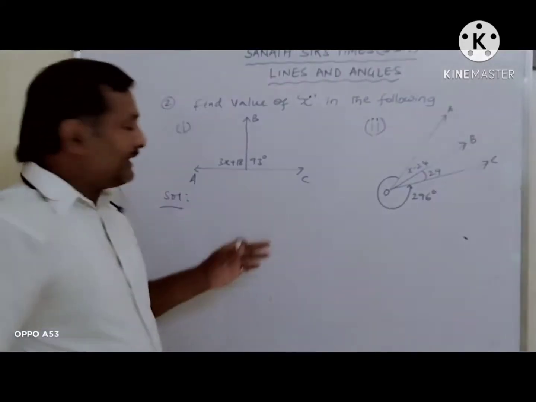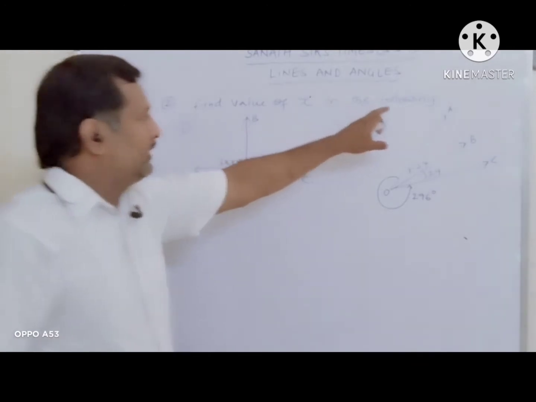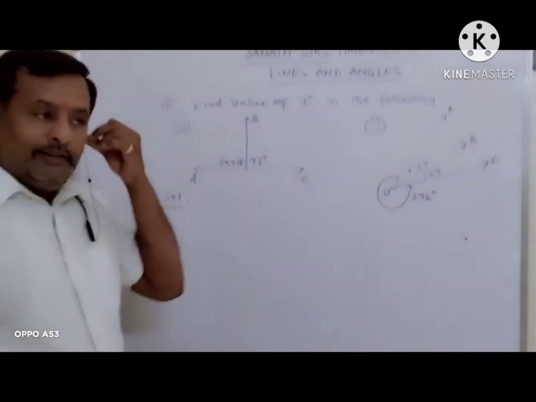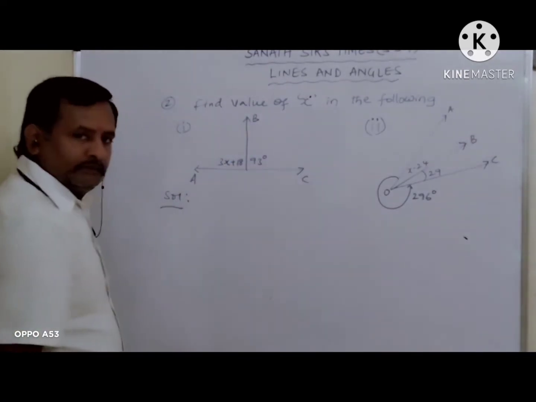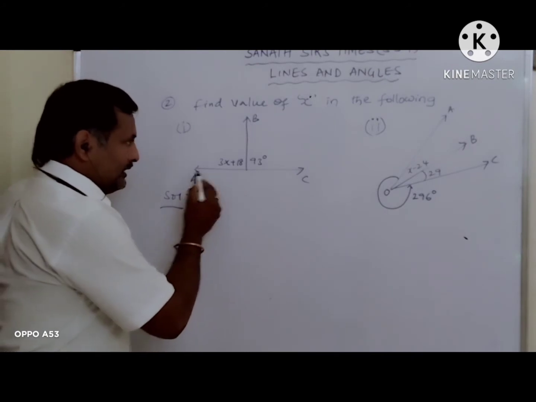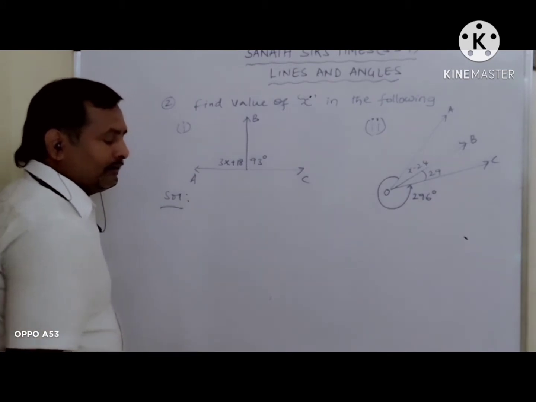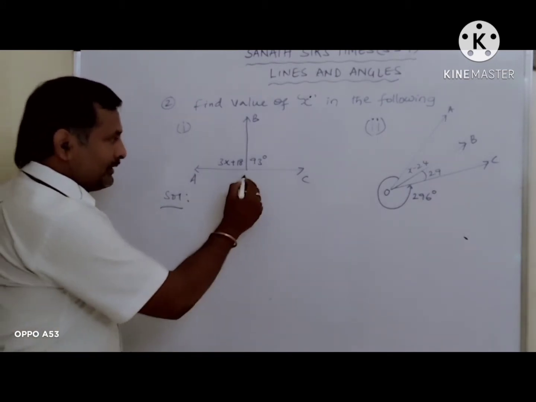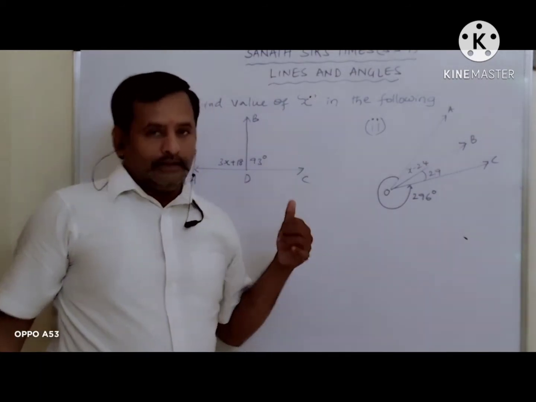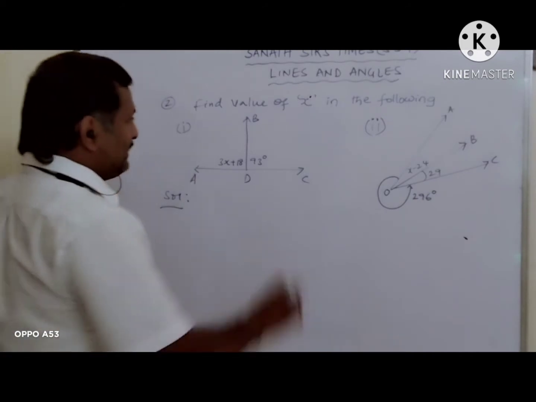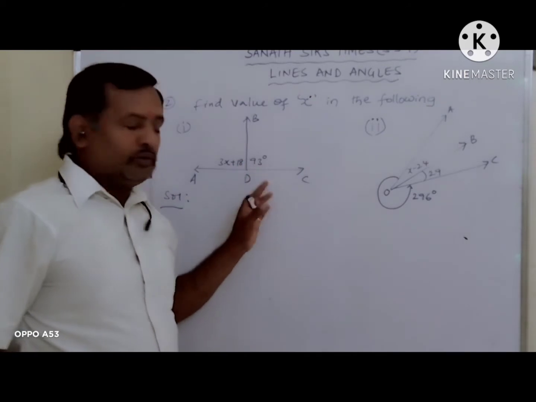Now we are entering into question number 2. This one is asking you to find the value of x in the following. Now when you look at this figure, this is A, in which AC is perpendicular to BD or whatever it could be, but it is not perpendicular because it is not 90 degrees. So by looking at the figure, you can't say that this is perpendicular to AC.